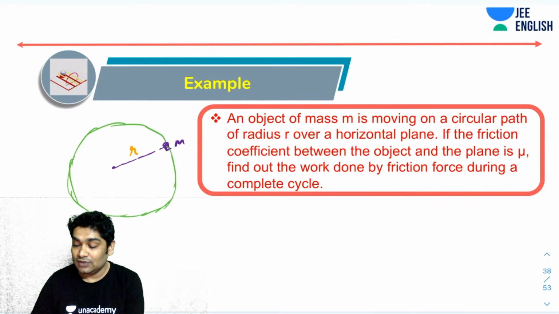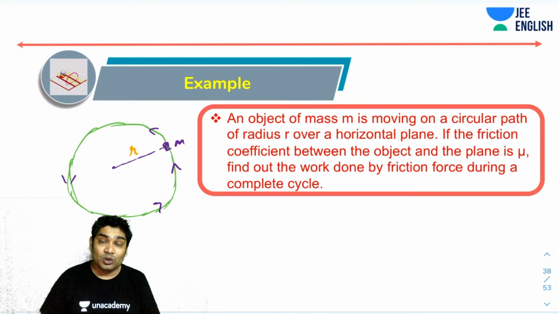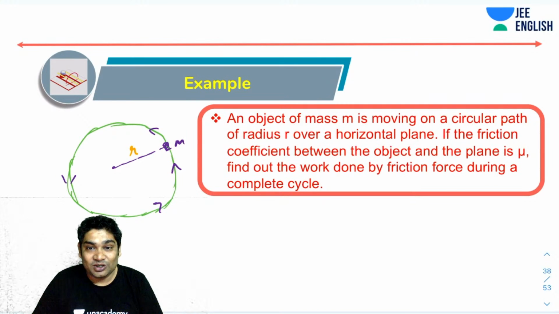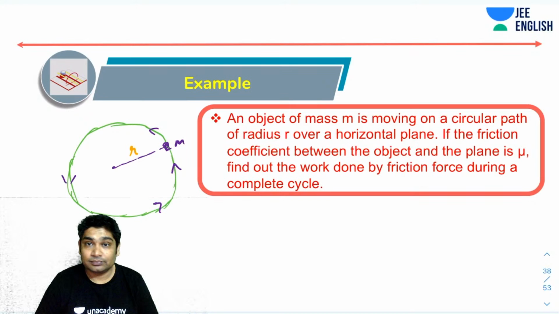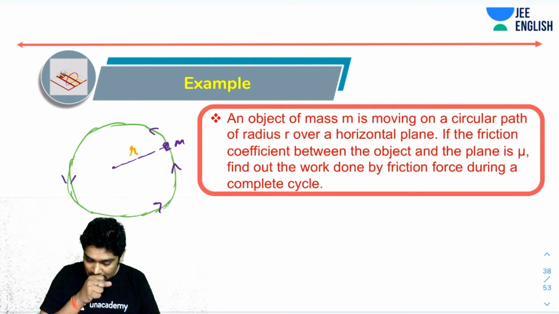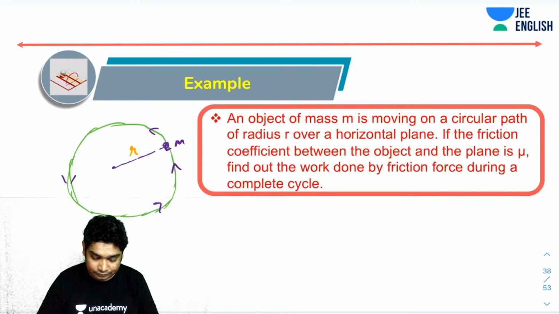So when it completes one full circle, what is the work done by friction? Try this. Imagine it starts from here, goes around, and comes back. In a closed path, you want to see whether the work done is zero or not. Try and quickly answer me. What is the work done by friction here? You will realize it will be non-zero. Try this and give me your answers. Let's see who can give me the answer quickly.